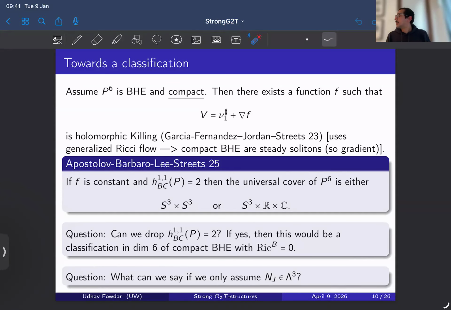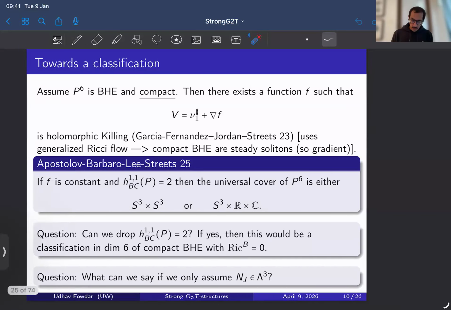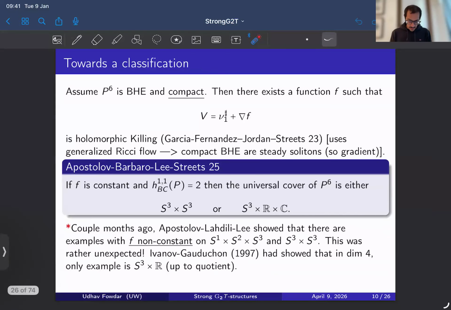But let me say why this strategy might not work in exactly the same way. Oh, okay. So this is an update. I had to update my slides a few weeks ago. So recently, a few months ago, probably in January. For a long time, it was believed that the existence of this holomorphic Killing vector field would always force f to be constant.